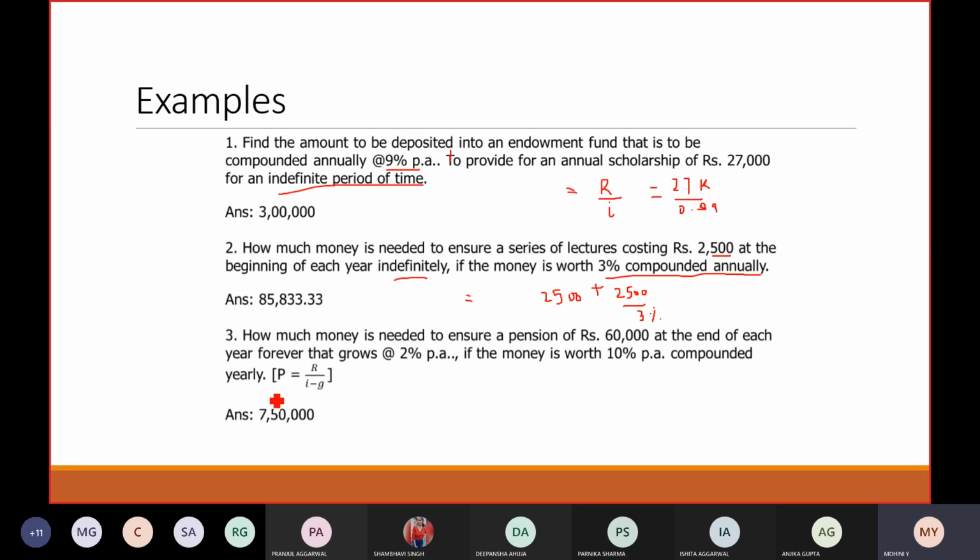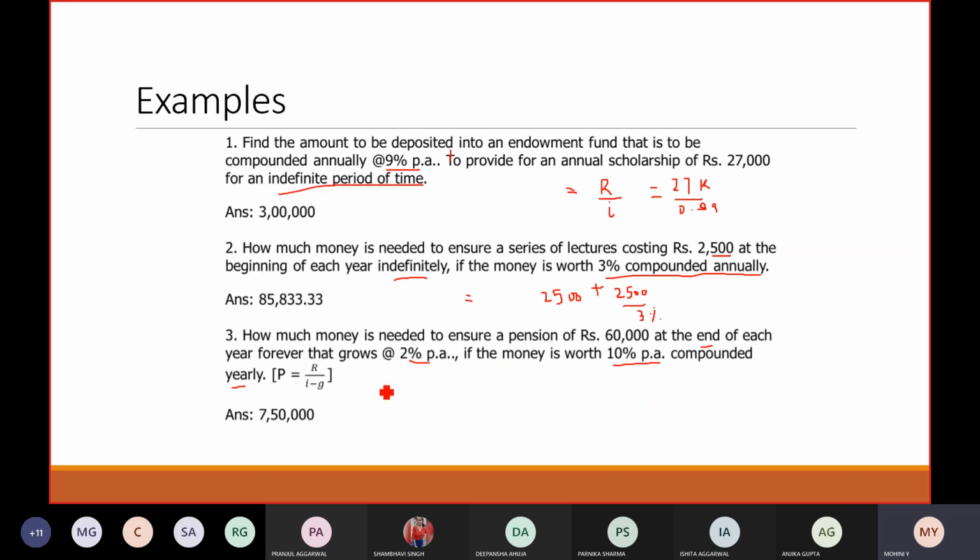The last question is how much money is needed to insure a pension of rupees 60,000 at the end of each year forever that grows at the rate of 2% per annum if the money is worth 10% per annum compounded yearly. So this is basically talking about two things. First, you need the annuity payment of rupees 60,000 at the end of each year. So you know that you have to use the formula which is given for at the end of period. The rate of interest is also given, 10%. So you can directly use R by I.